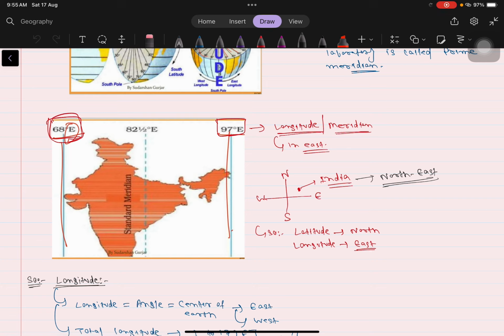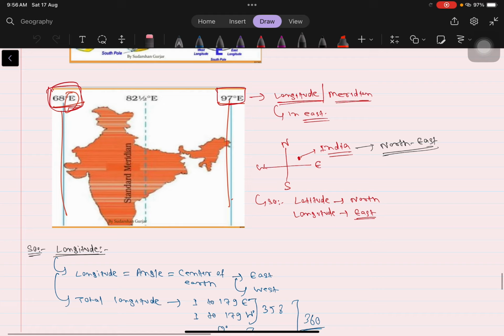Now talking about India, the western part of Gujarat lies at 68 degree east longitude, and Arunachal Pradesh lies at 97 degree east longitude. So overall India lies in the northeast of the world map.